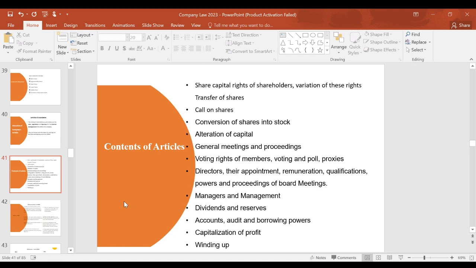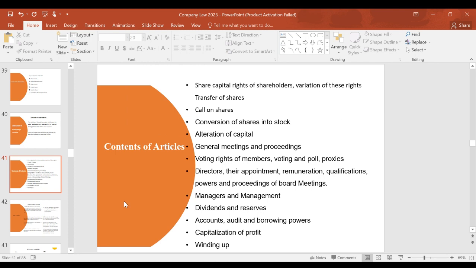Now, what are the contents of that articles of association? What should be included within the articles of association? So here, articles of association must include share capital rights of the shareholders. It has to expressly show that, including the variation of the shares. We shall discuss further the issues on the classes of shares and types of the shares that members can subscribe to in our next chapter when we'll be looking at the membership of a company.